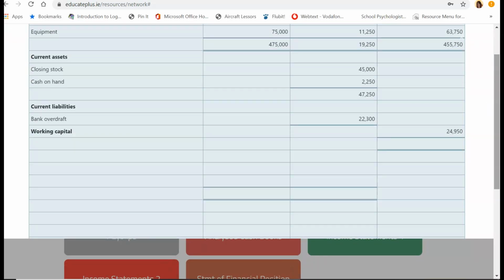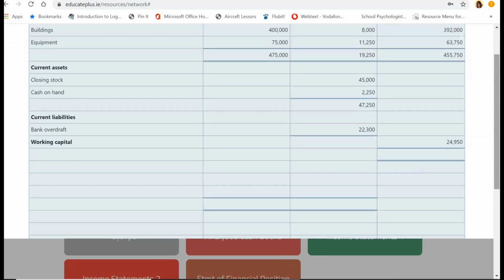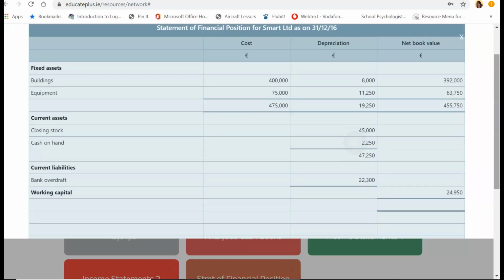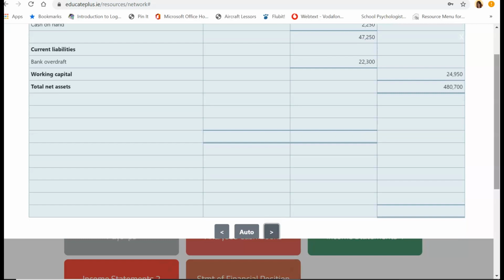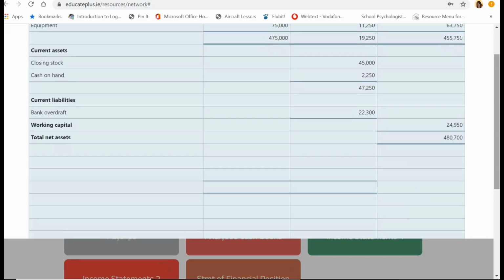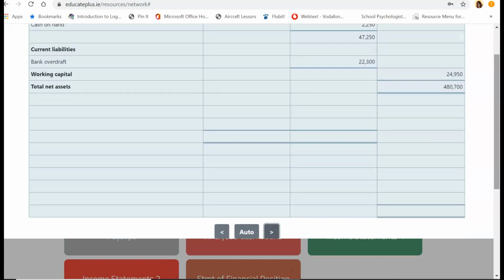So we look at the net book value of our fixed assets, and you add those two figures together to get our total net assets. This is the figure that we want to get at the end of our financed by section, so let's hope we do. Our last heading is our financed by section.